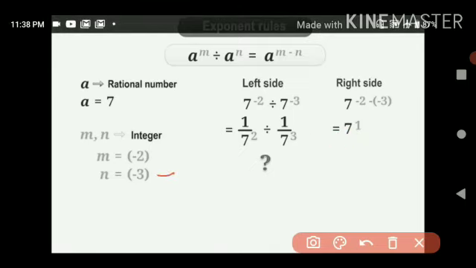So left hand side, a raised to the power m divided by a raised to the power n, that is 7 raised to the power minus 2 divided by 7 raised to the power minus 3. This could be written as 1 upon 7 square divided by 1 upon 7 cube. So how could you be able to solve this? There is a little bit of algebra involved, which we have already discussed in the previous classes.